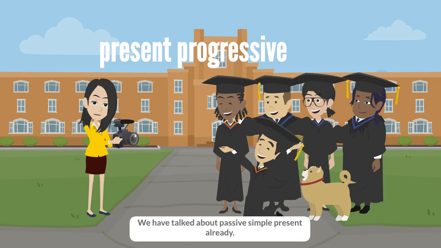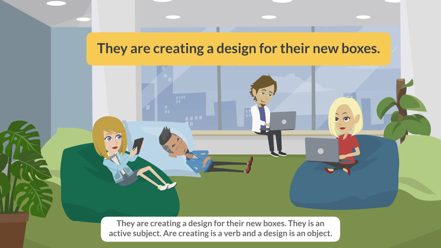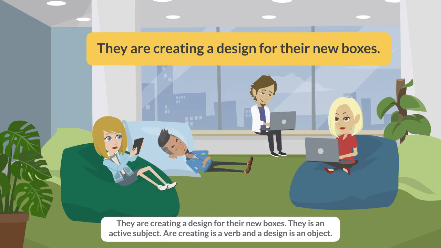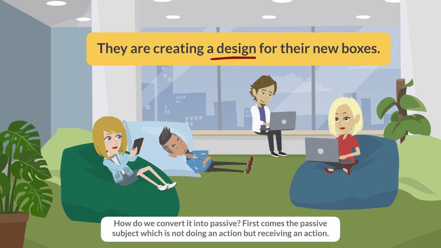We have talked about passive simple present already. Now let's talk about passive present progressive. An active example: They are creating a design for their new boxes. They is an active subject. Are creating is a verb, and a design is an object. How do we convert it into passive?